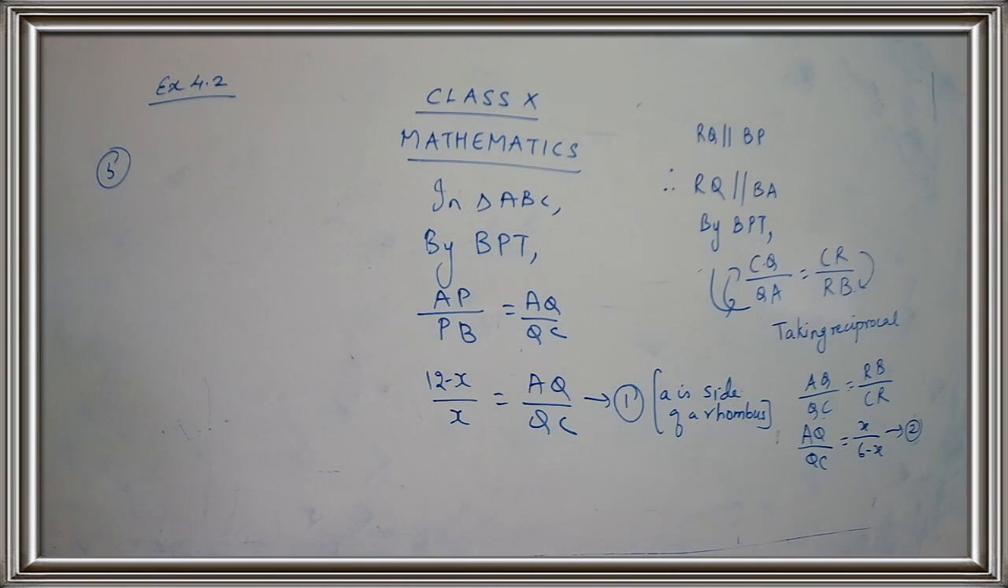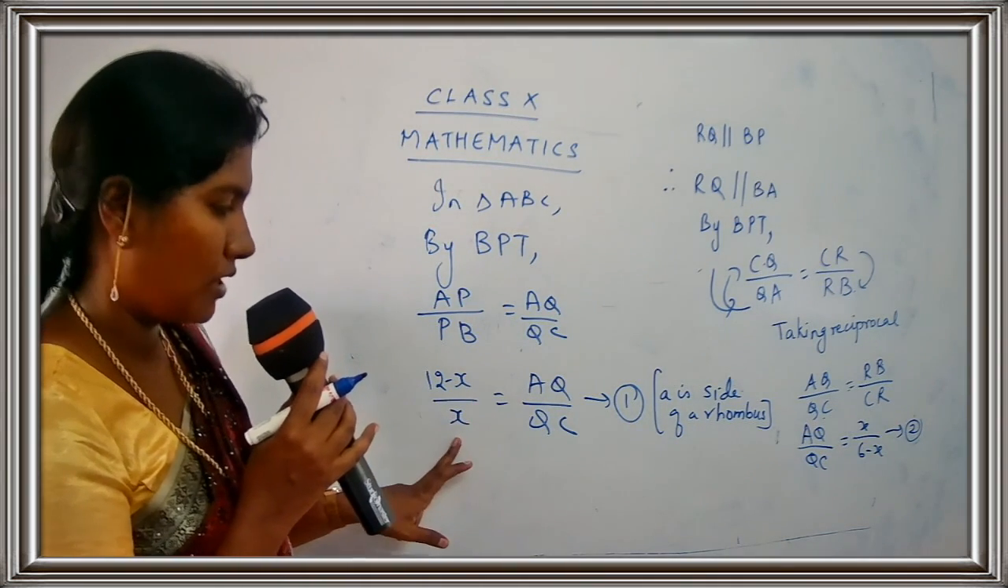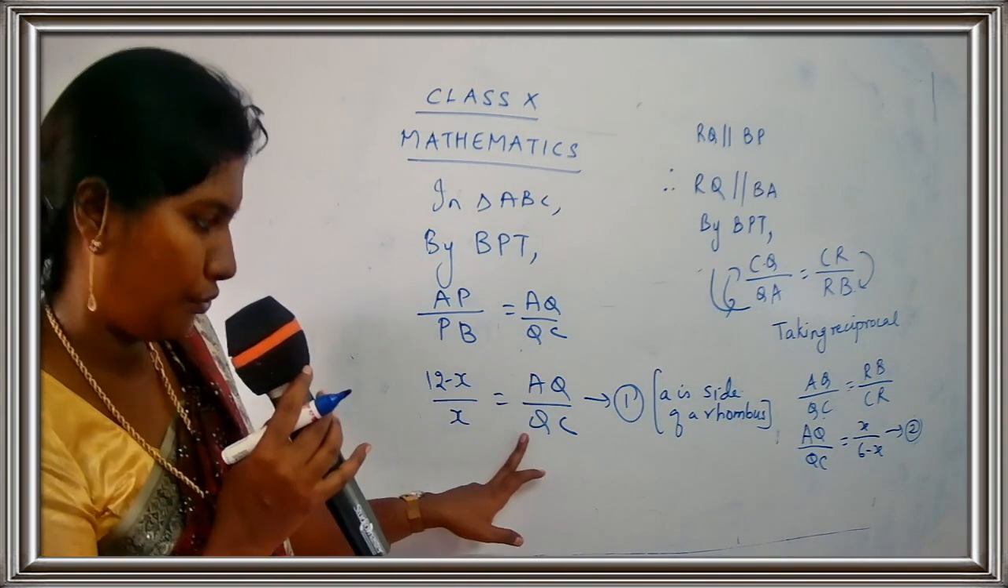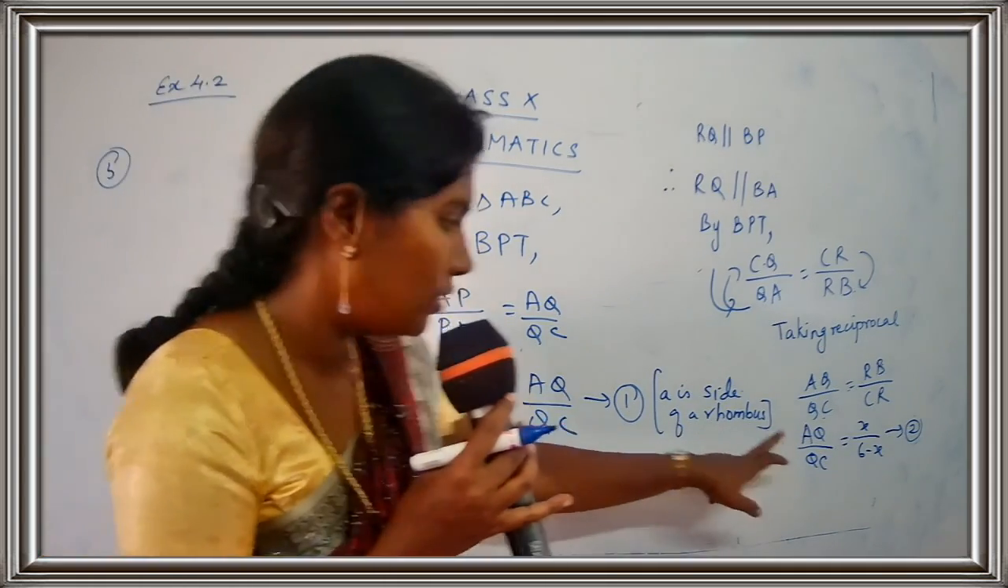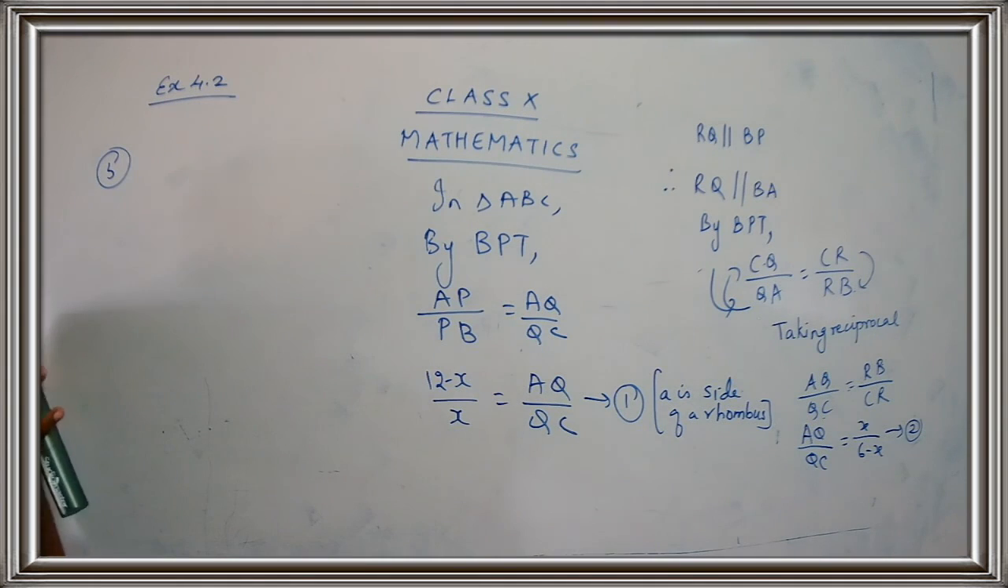Okay, let's start with the work. Now just see 1 and 2. What do you have in 1? You have (12 minus X) upon X is equal to AQ upon QC. And what do you have in 2? AQ upon QC is equal to X upon (6 minus X).